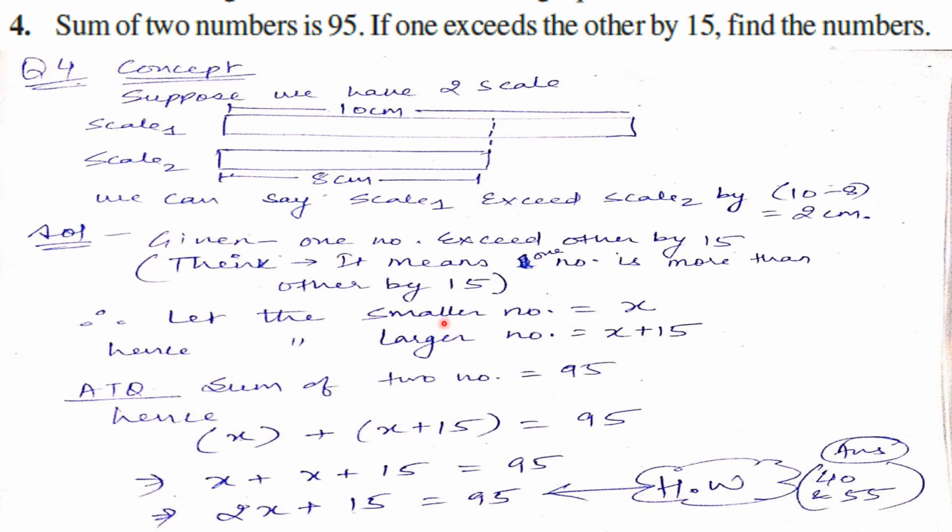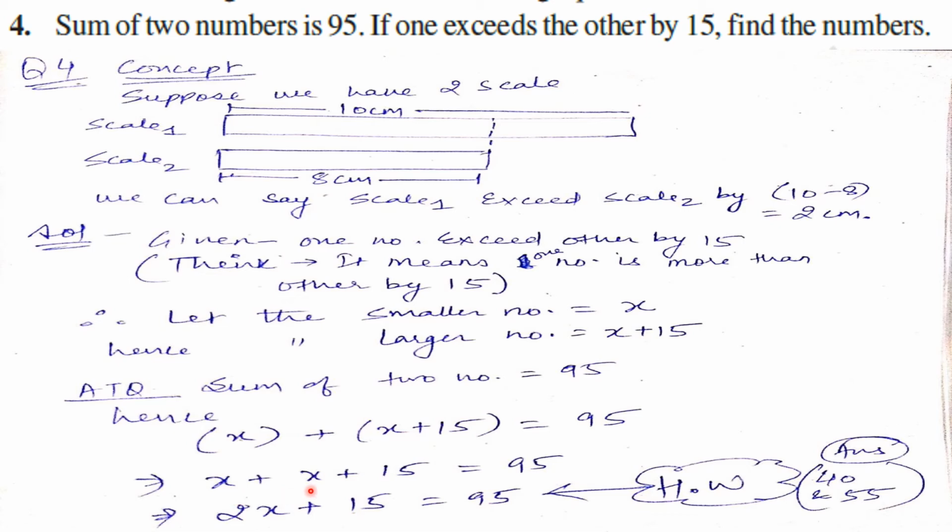Let the smaller number be x. I have assumed the smaller number as x. Obviously, the larger one exceeds by 15, so we can say the larger one is x plus 15. No issue. Now, after assumption, we have to form the equation. For the equation, we will take help of the first statement, which is clearly saying that the sum of two numbers is 95. So the first number is x, the second number is x plus 15, and the sum is equal to 95. Open the brackets.